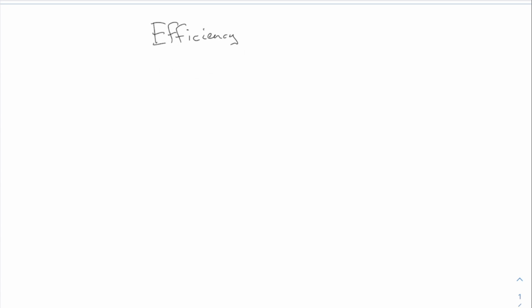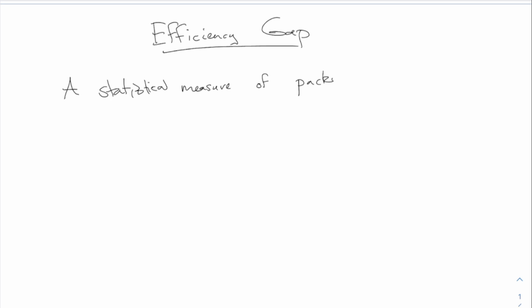Efficiency gap. This is a statistical measure of packing. The idea is you can use the efficiency gap to measure if the districts have been packed or not. And this is a way of sort of mathematically detecting an unfair gerrymandered map. It is a statistical measure of packing.